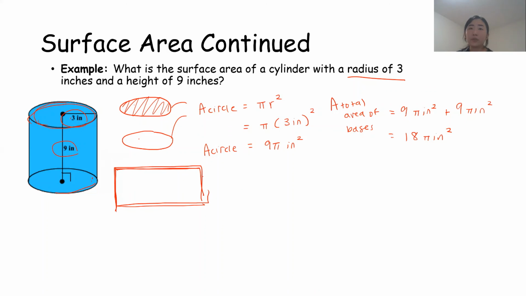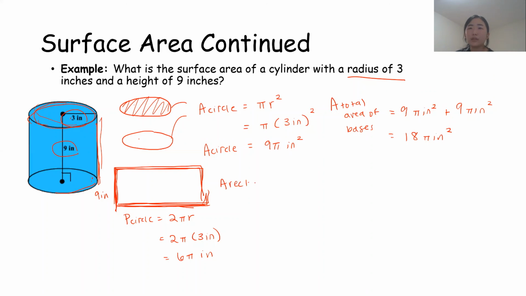Now we can take a look at the lateral area. This part of the rectangle, the width, is equal to 9 inches, because that's the height of the cylinder. And from earlier, we know that the long side that wraps around the cylinder is equal to the perimeter of the circle that makes up the base. The perimeter of a circle is 2 pi r, and r is 3 inches, so we plug that in and get 6 pi inches as the length of this side.